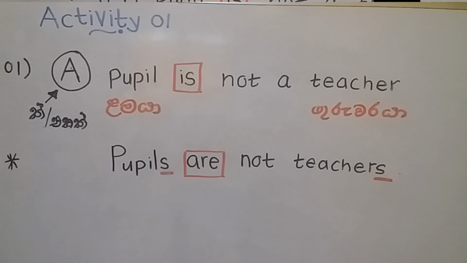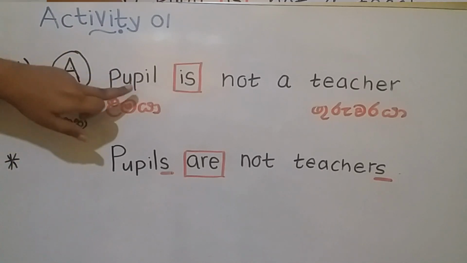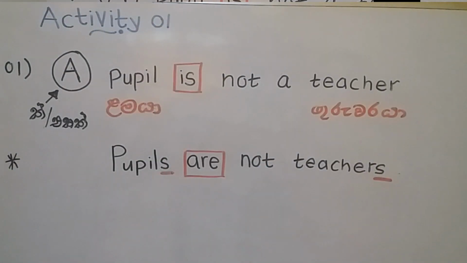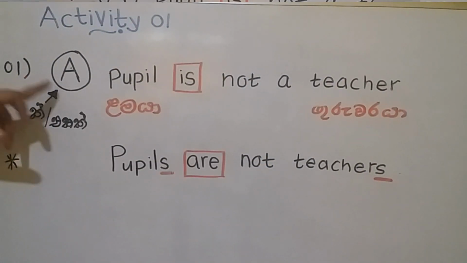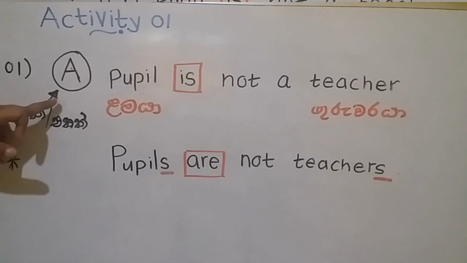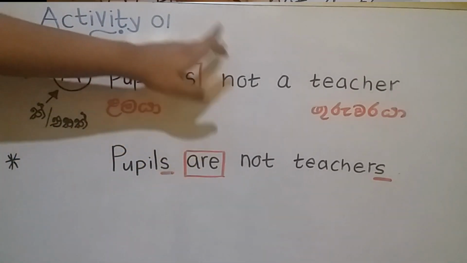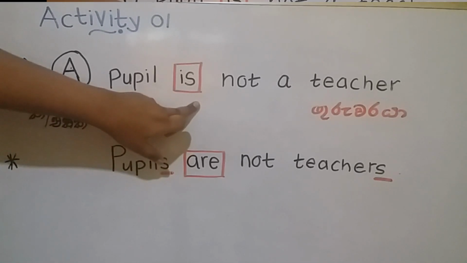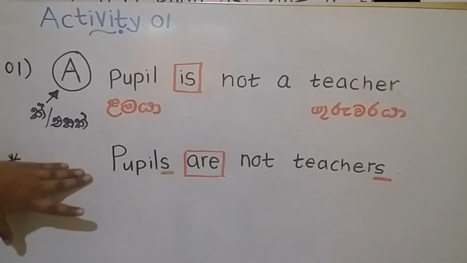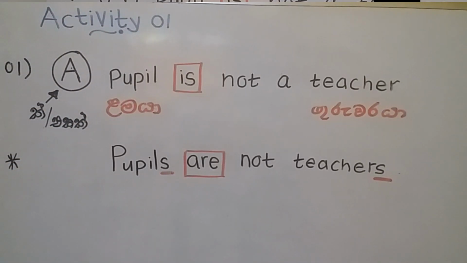Alright, so there are two nouns in this sentence. The first one is pupil, second one is teacher. And the subject of this sentence is a pupil, and it's in singular form as you can see. And the verb is. Right? Okay. So to turn this sentence into plural, let's follow a step-by-step solution on that.